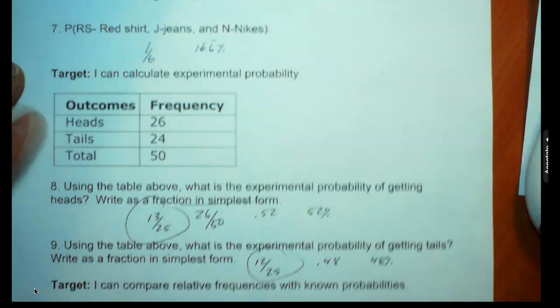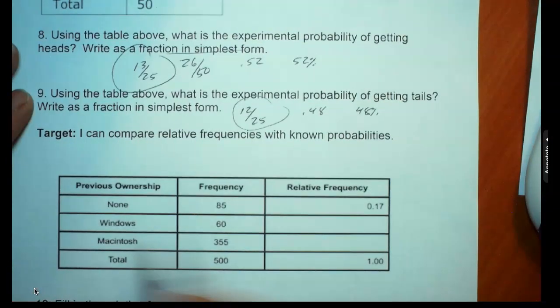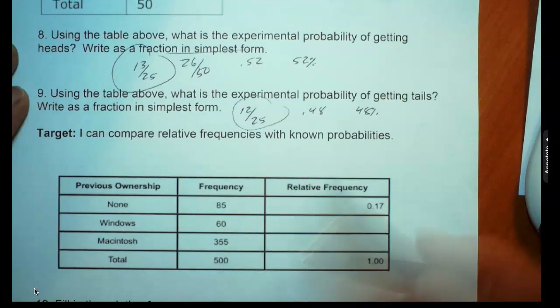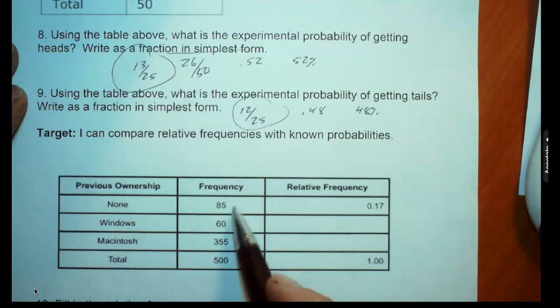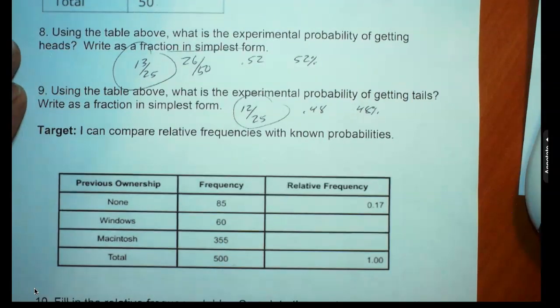What can I say? All right, I can compare relative frequencies with known probabilities. This would be 9.7. Again, looking at this, so here's the frequency, previous ownership, Windows, Macintosh, and here's the total of people. Talking about computer preferences here. So a total of 85, or 0.17, is the relative frequency. We have 60 people with Windows, 355 with Macs, a total of 500 people in this sample. So we need to fill this in. So we need to find out what the relative frequency is of these.